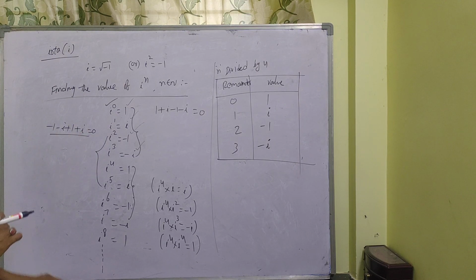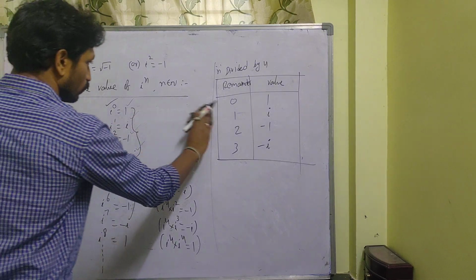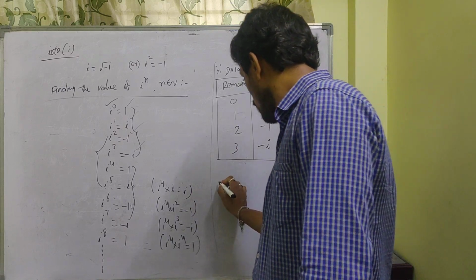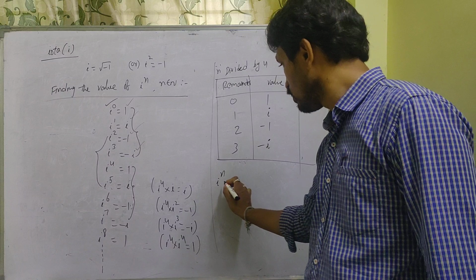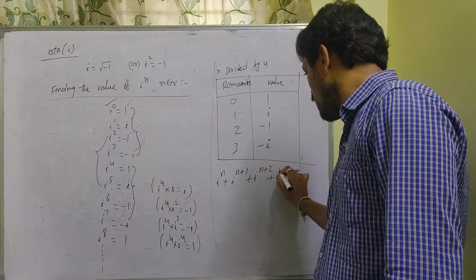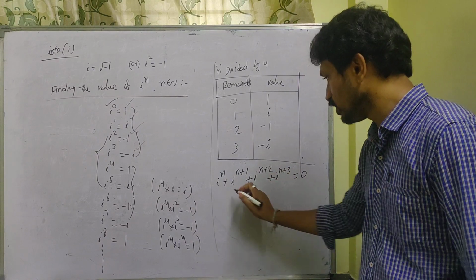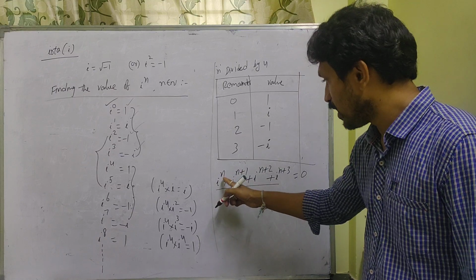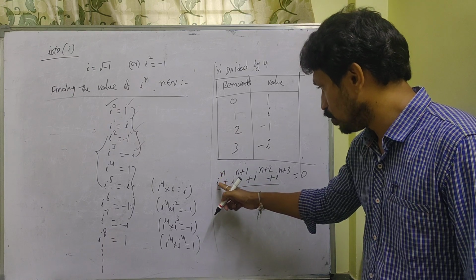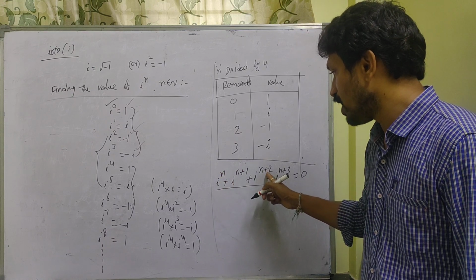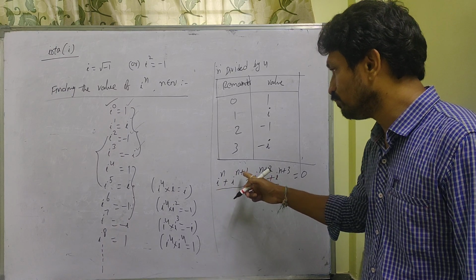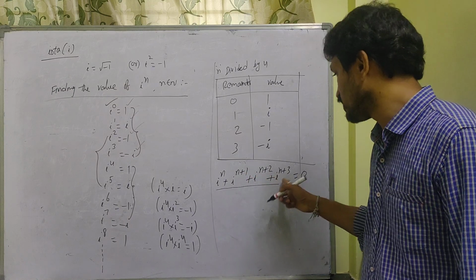So you can conclude one thing based on this. For all n belonging to N, i power n plus i power n plus 1 plus i power n plus 2 plus i power n plus 3 becomes 0. These are the 4 consecutive powers: n, n plus 1, n plus 2, n plus 3. If you take n equal to 0, i power 0 is 1, i power 1 is i, i square is minus 1, i cube is minus i. So 1 plus i minus 1 minus i is 0.